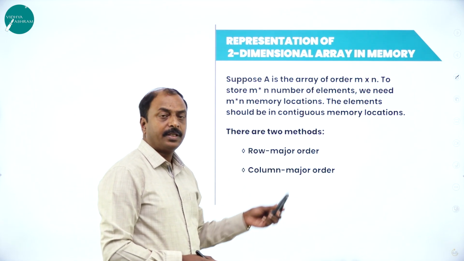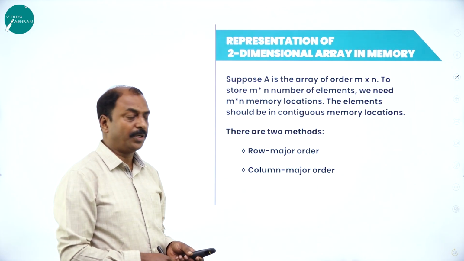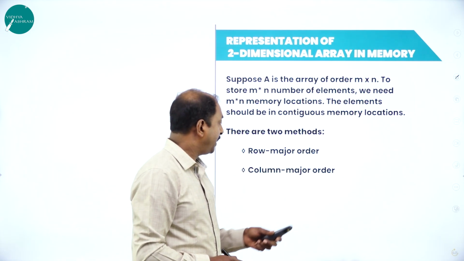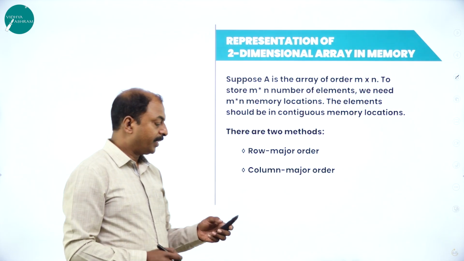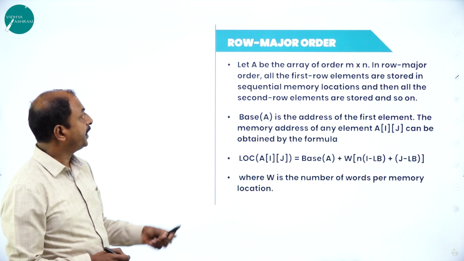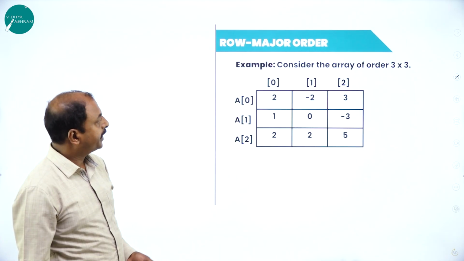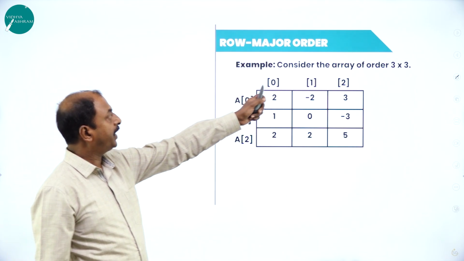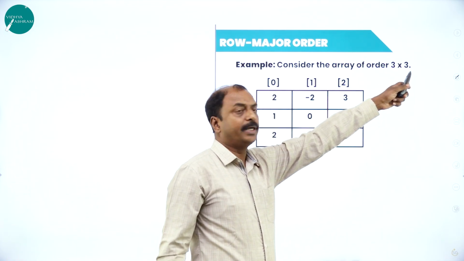So here there are 2 methods to store the values in computer memory. One is row major order, the second one is column major order. Now let us see the definition of these two. The first one is row major order. Look at the example. Here, consider an array of order 3 into 3, 3 rows and 3 columns.